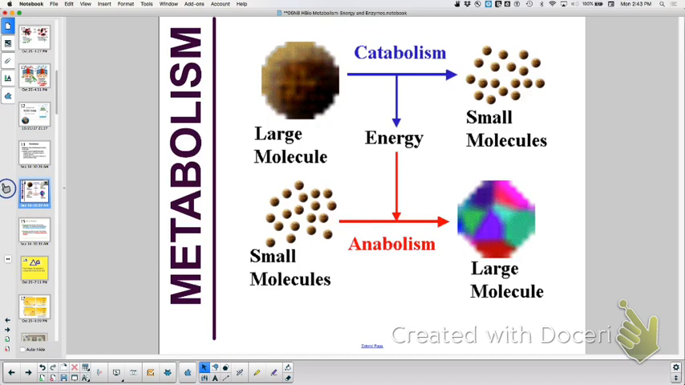Here's the deal. Remember, we already learned this about potential energy, right? There's energy in all the multiple bonds that are holding these molecules together. And when we break those bonds, we can release what? Energy. So the energy from the catabolic reaction can be used to do the anabolic reaction. And we call that what? Coupled reactions. Because you do them together, right? Because it's helpful that way, because you can provide the energy that the anabolic reaction needs from the catabolic reaction.